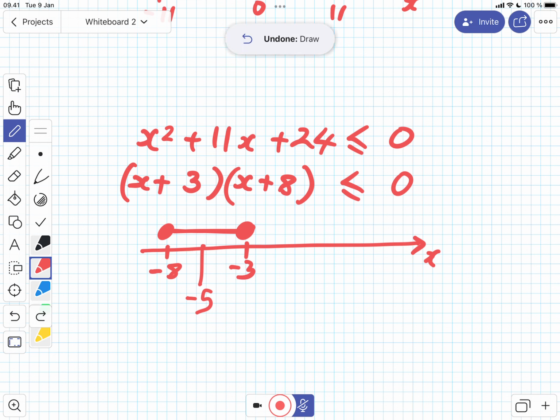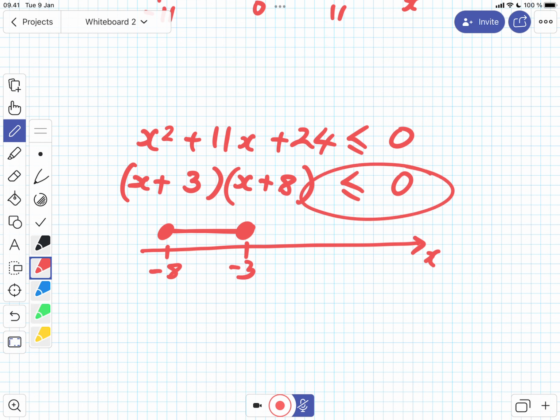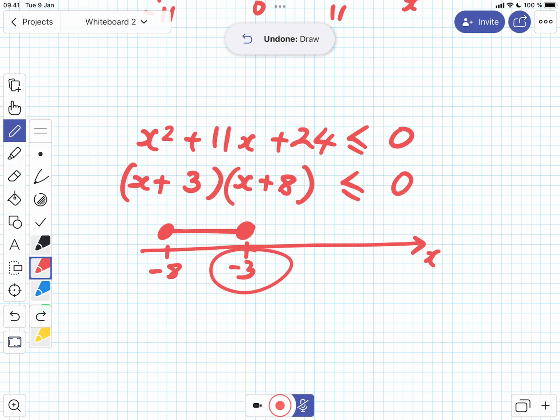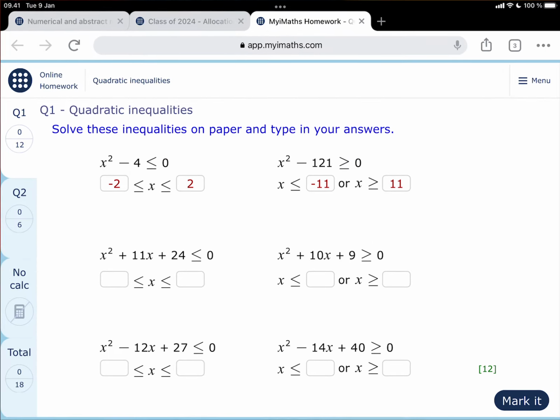So a positive times a negative would give you a negative, and the whole thing would be less than 0. So the range of values that satisfies the inequality is when x is between -3 and -8. So let's just go back to MyiMaths.